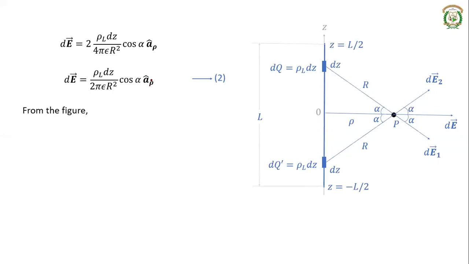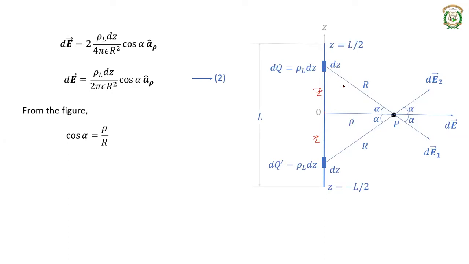Now, from this figure, what is cos of this angle? The length from here to here, you can take as z. Similarly, the length from here to here is also z. So cos alpha is adjacent side divided by hypotenuse, that is rho divided by r. Cos alpha is rho by r.